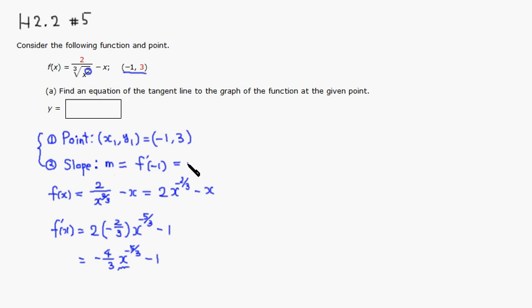So it's going to be -4/3, and you plug in -1 there and raise it to the -5/3 power, minus 1. Then we have to think a little bit. Here you have -1. A negative power is a reciprocal, but the reciprocal of -1 is still -1, so this really doesn't change anything.